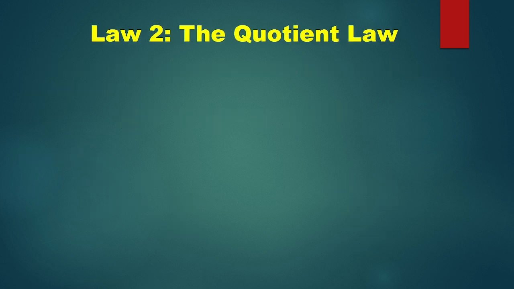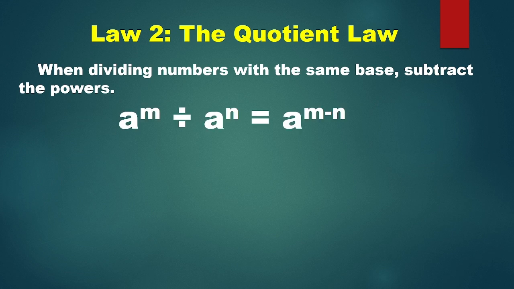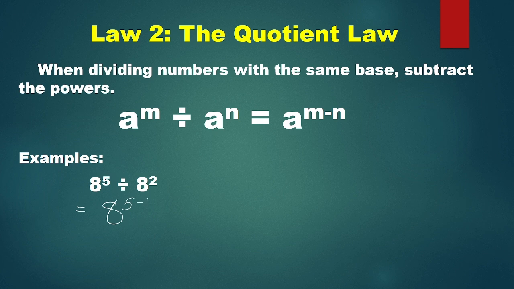Let's go to law 2, the quotient law. When dividing numbers with the same base, subtract the powers. That is, a and a are the same base, and I want to divide them. All I have to do is subtract the powers. For example, if I have 8 raised to the power 5 divided by 8 raised to the power 2, because both of them have the same base, I will pick one of the bases, then subtract the powers. So I will simply have 8 raised to the power 3.